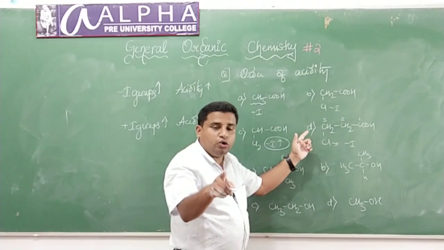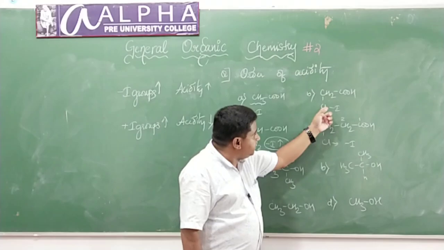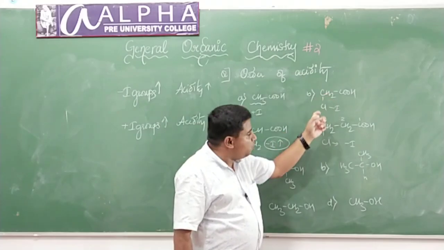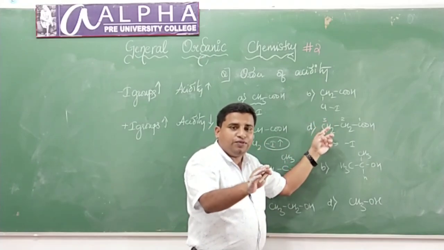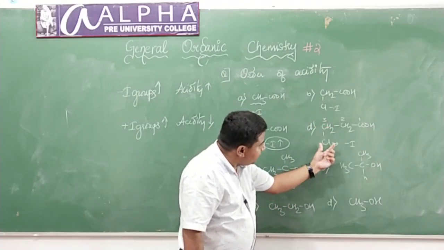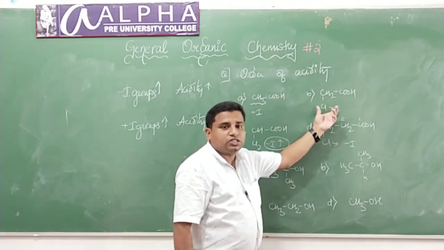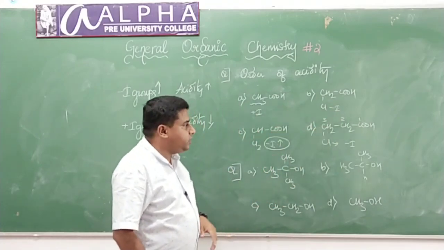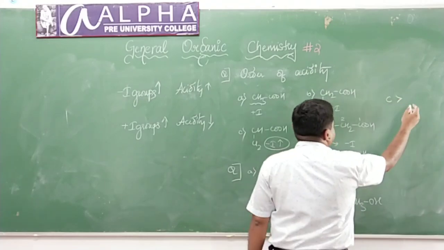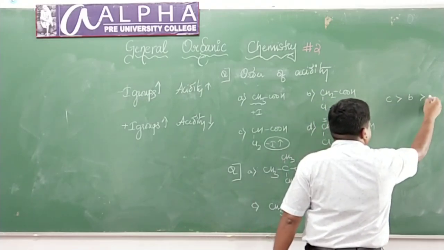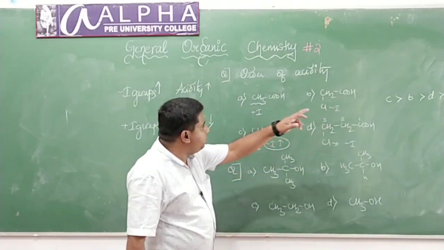I told you that we know that inductive effect decreases with distance. This chlorine is on the second carbon, whereas this chlorine is on the third carbon. As the distance increases, inductive effect decreases, isn't it? That means the negative inductive effect of this chlorine is less than the negative inductive effect of this chlorine. Therefore, what will be the order? C is a stronger acid than B, which is stronger than D, which is stronger than A. A is the weakest acid.